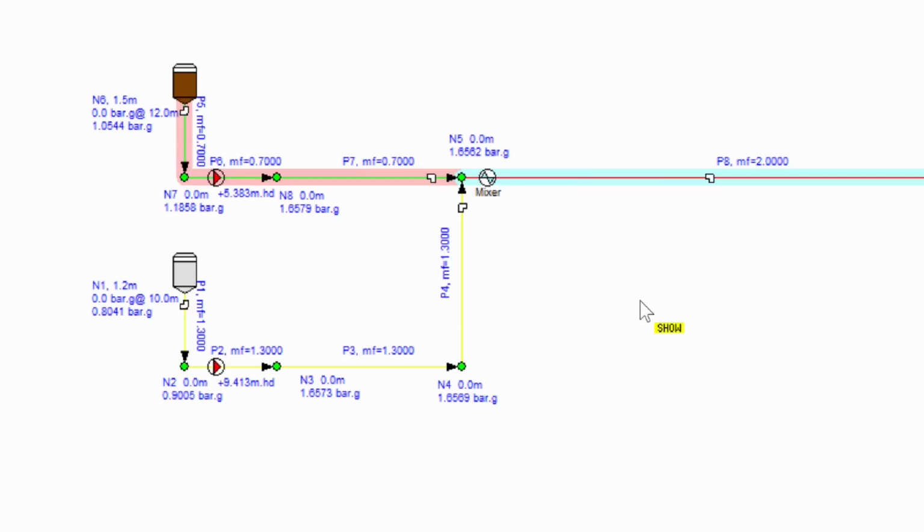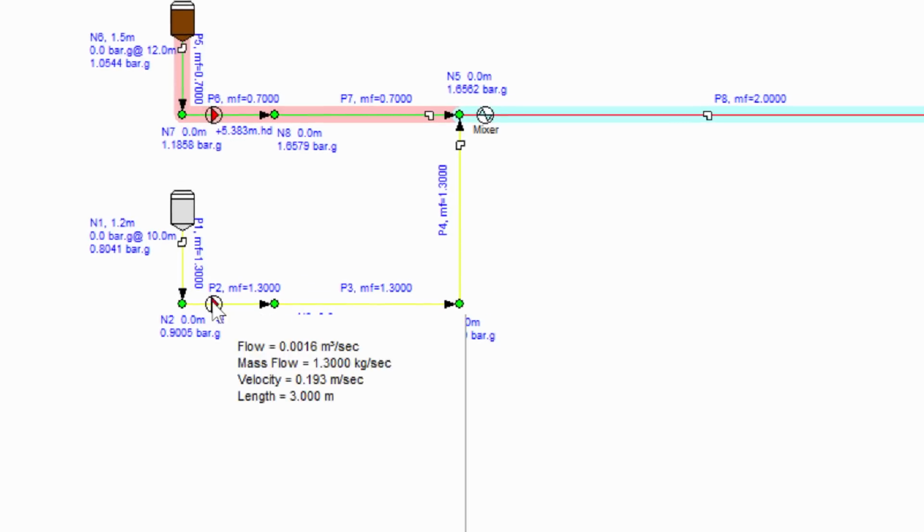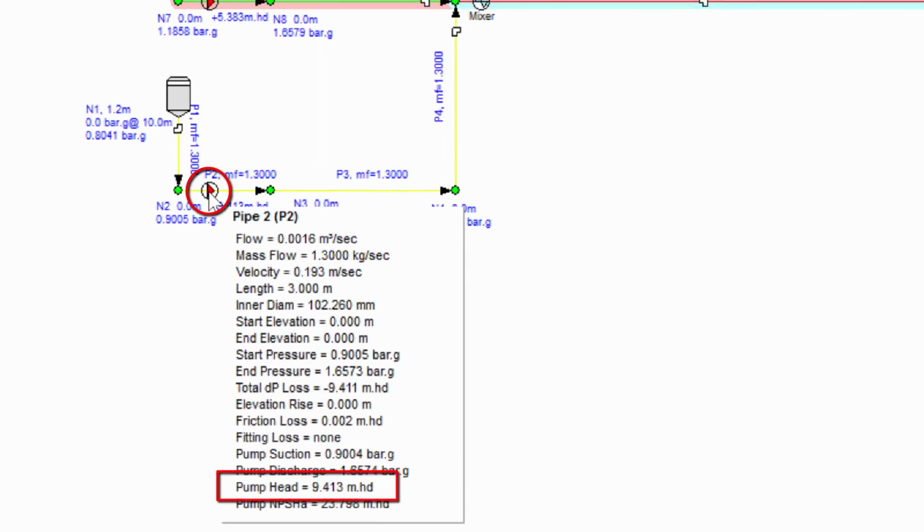The two pumps in the system have been defined as fixed flow rate pumps. If we hover the mouse over each pump, we can see that Pipeflow Expert has calculated the pump head required for each pump to pump the oils through the system into the destination tank.